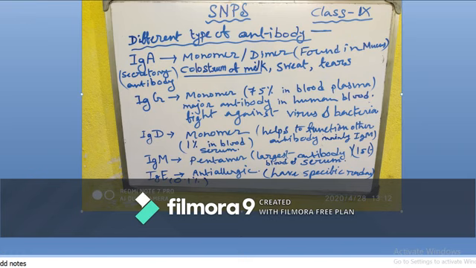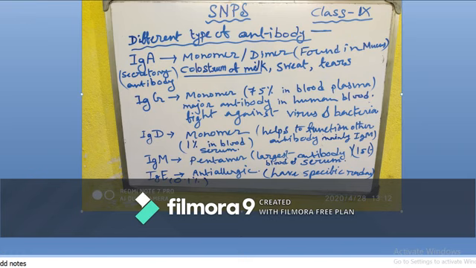Next, IgG, that is a monomer. It is maximally present in our bloodstream, approximately 75%, and it is the major antibody that fights against different kinds of virus and bacteria. Then IgD, a monomer, which is present in very low amount, but it has a great role because it helps other antibodies to function, mainly IgM.